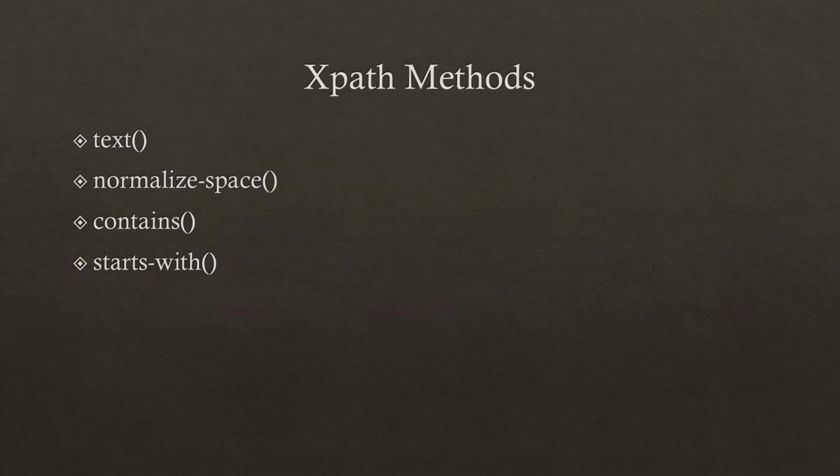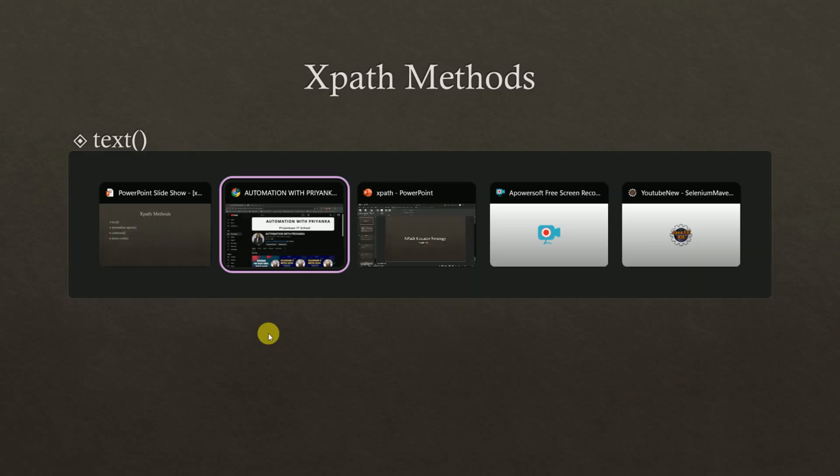Now, in today's topic, I will be discussing XPath methods. There are different methods available in XPath, and these methods will help you to locate an element uniquely from the web application. I will be covering the text method, normalize-space method, contains, and the very interesting starts-with method. For this, let's create our session.